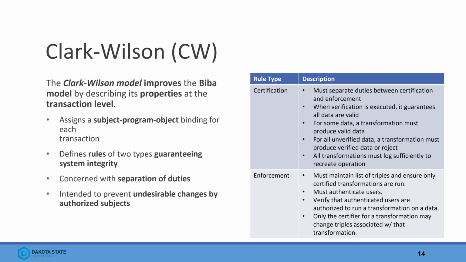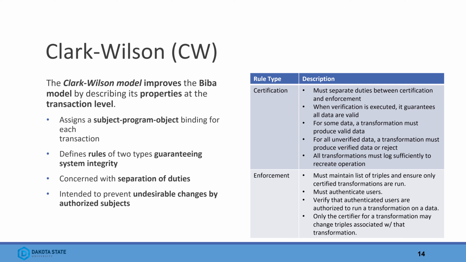The Clark-Wilson model improves the BIBA model by describing its properties at the transaction level instead of at the system level. The CW model assigns a subject program object binding for each transaction and defines rules for two types guaranteeing system integrity. It's mostly concerned with separation of duties and is intended to prevent undesirable changes by authorized subjects. There are 9 rules across 2 types associated with CW.